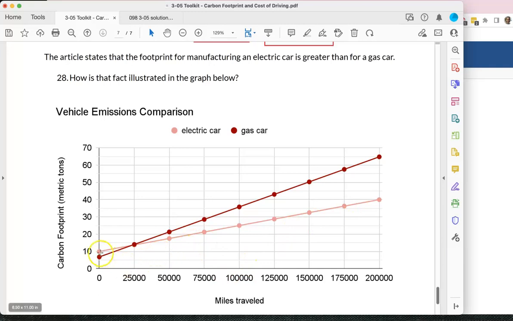So the emissions to produce the electric car looks like it's around 10 metric tons. And the gas car looks like it might be 6 or 7 metric tons to produce it. And then the gas car has higher emissions starting at 25,000 miles. By the end of the story, you can see that we're over here at 65 or 66 metric tons, which is what we calculated for the gas car. And for the electric car, it's only at 40.